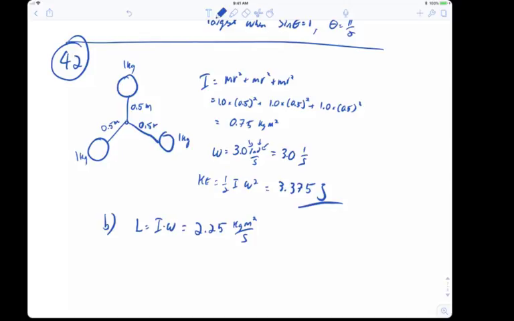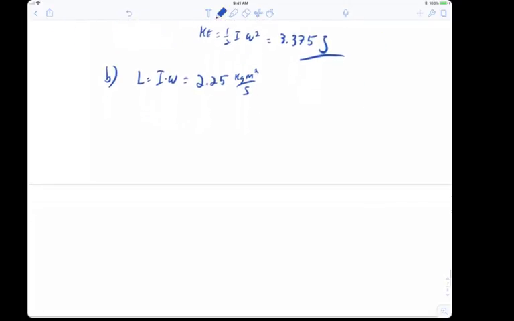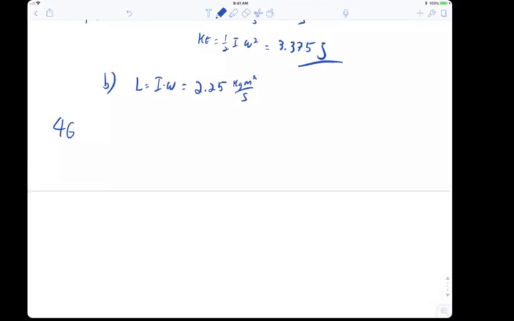Okay, that's 42. Let's do 46 now. 46 reads, consider the roller coaster car in problem 37. Oh, jeez. What minimum value of starting height h above the ground must the car begin its journey if it's to remain on track at the top of the loop? Fun. Great.